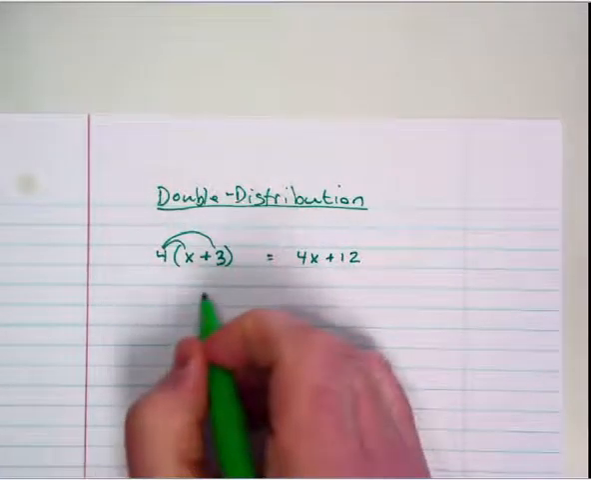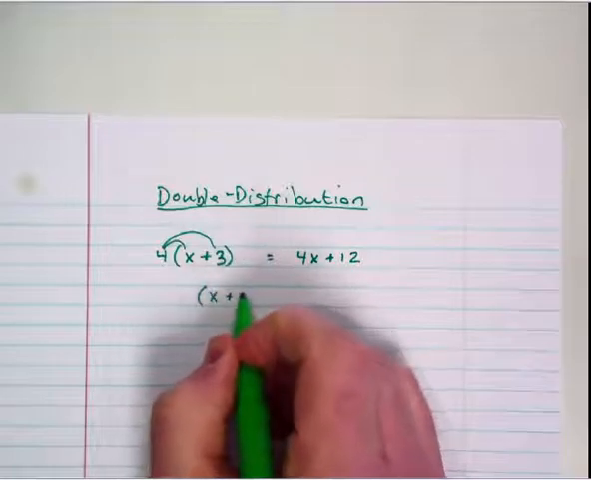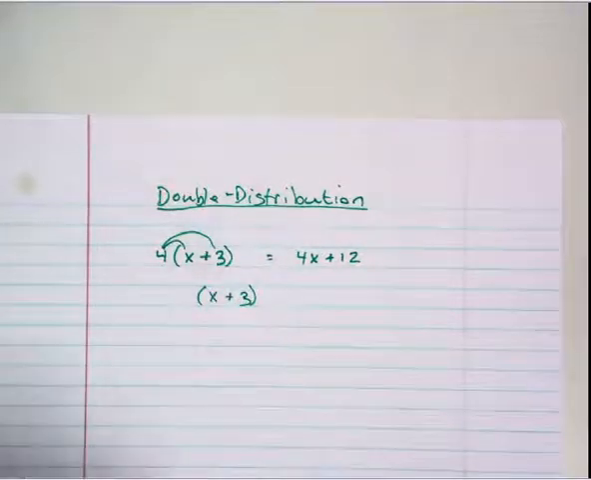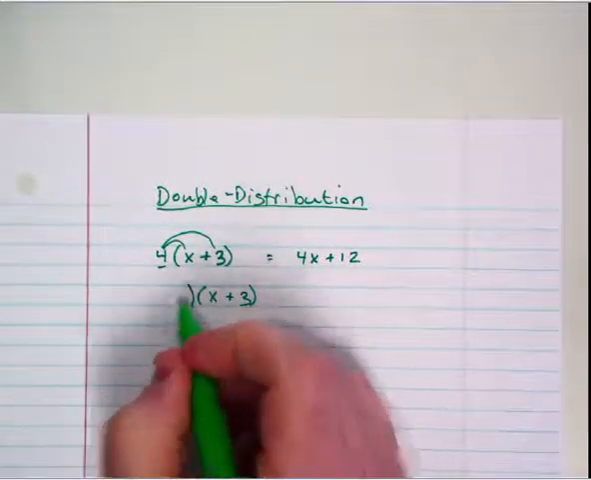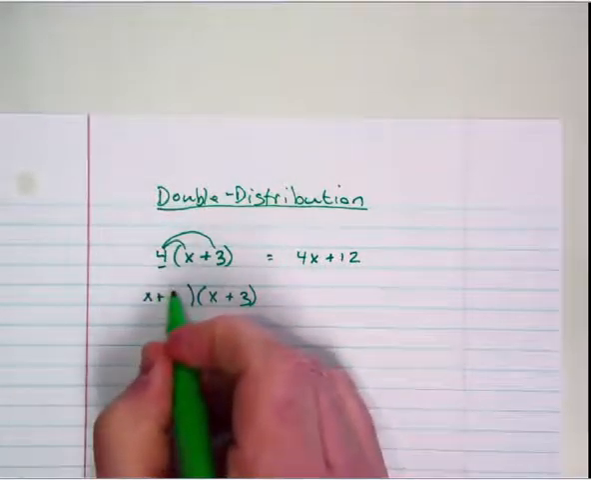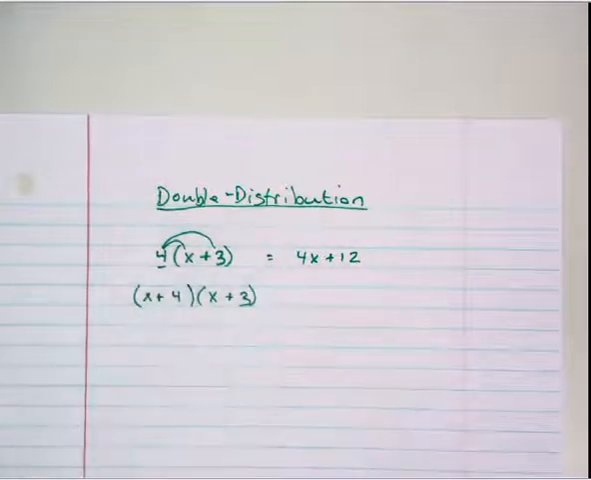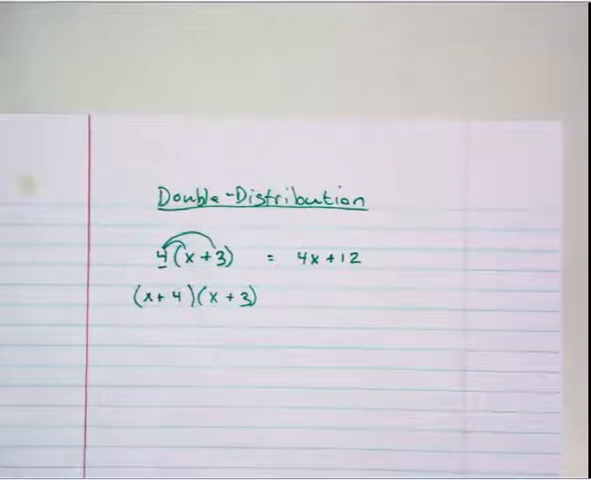So now, if I had the x plus 3, but instead of multiplying it by a single monomial, I'm going to multiply it by another binomial like x plus 4. Okay, so now this is where the idea of double distribution comes from.